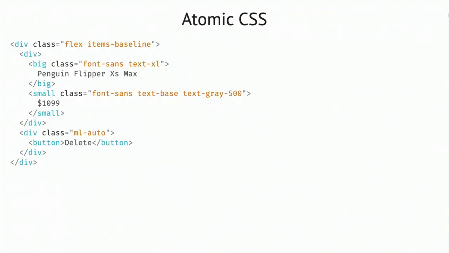So the idea of atomic CSS was we have a lot of generic reusable class names. Each changes a single CSS property, like flex is defined as display block, items baseline defines align-items baseline, font sans defines font sans-serif, and so on. It solved the problem of sharing styles. In this example, we don't have any custom CSS, but we still have this gigantic markup. And before we invented component-based frameworks like React, it was very hard to share markup. So every time you wanted to use some component, you had to copy-paste a lot of HTML.